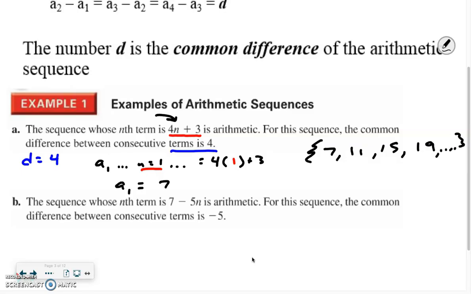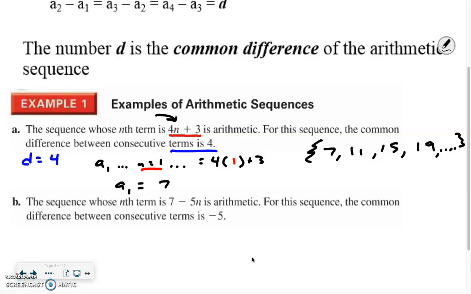Now, we did that explicitly. We literally used the formula to find the first, to find the second, to find the third, to find the fourth. If we wanted to find the 10th, we could just plug a 10 in place for n. Whatever term we want, we could plug in. Okay? Could we have done this same exact process recursively?